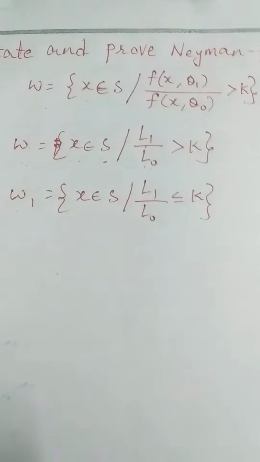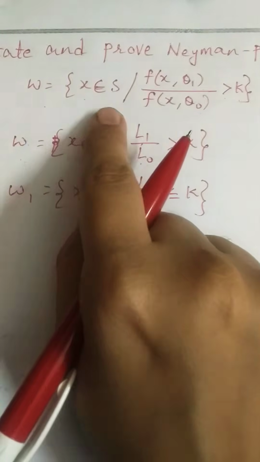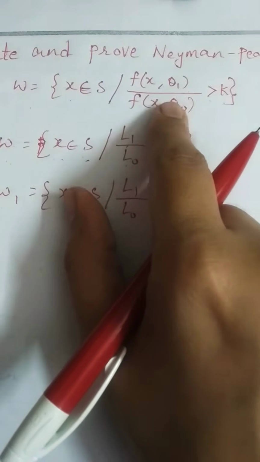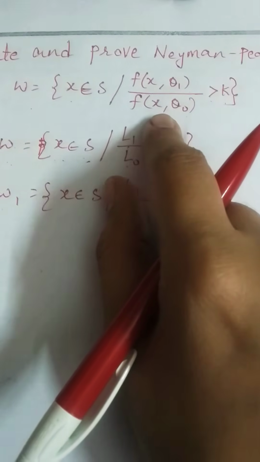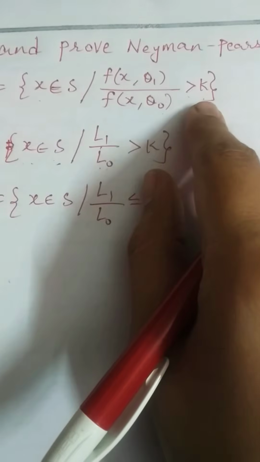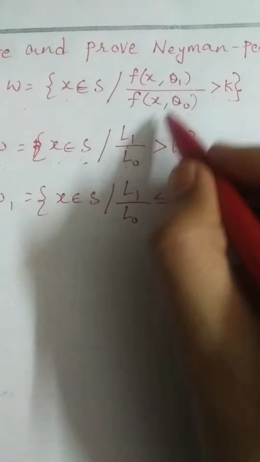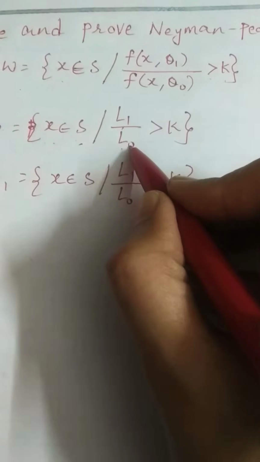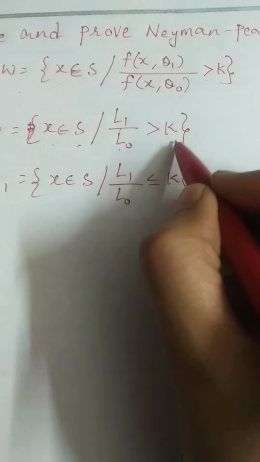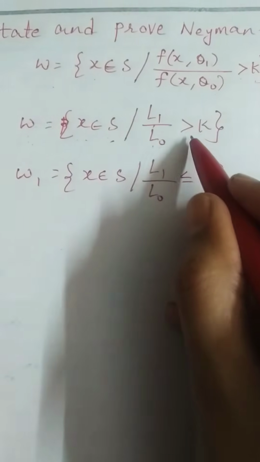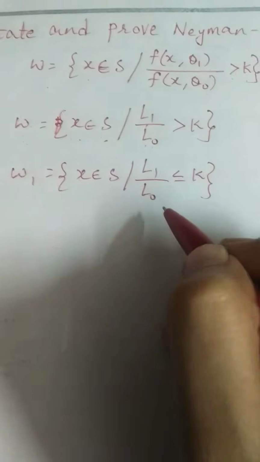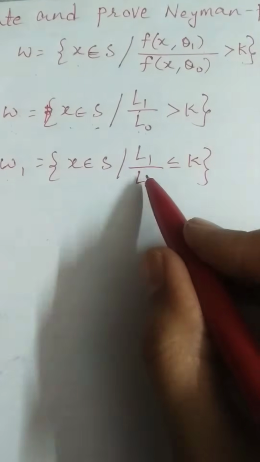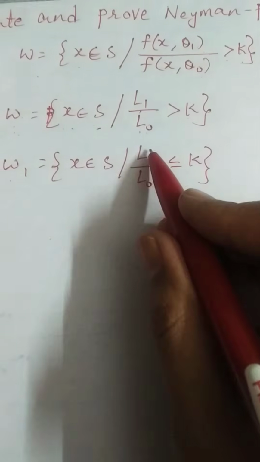Okay, so here in the statement you have omega is equal to x belongs to s such that f of x comma theta 1 by f of x comma theta naught is greater than k. You can write f of x comma theta 1 as L1, and for theta naught, L naught. So it is greater than or equal to k. If it is omega, we can write it as L1 by L naught greater than k. If it is omega 1, we will write it as x belongs to s, L1 by L naught less than or equal to k. You need to remember some things in this, students.